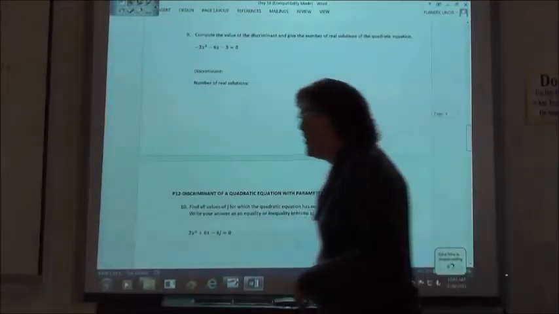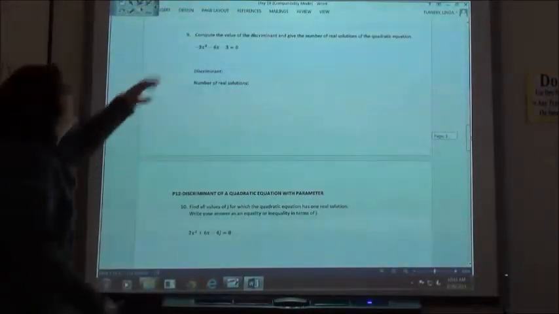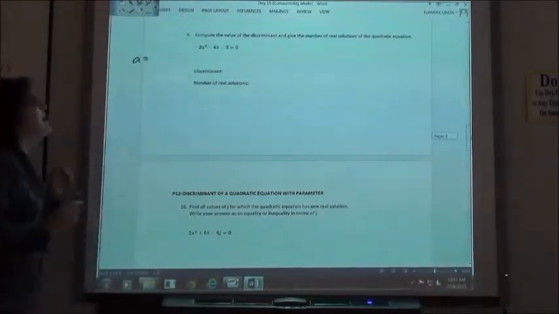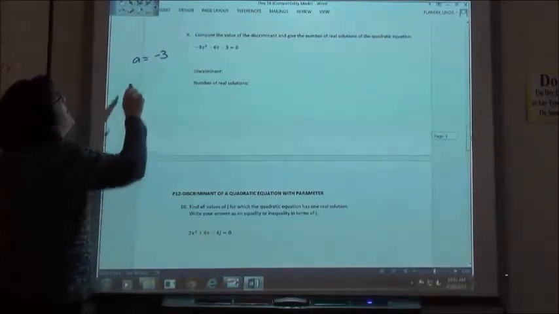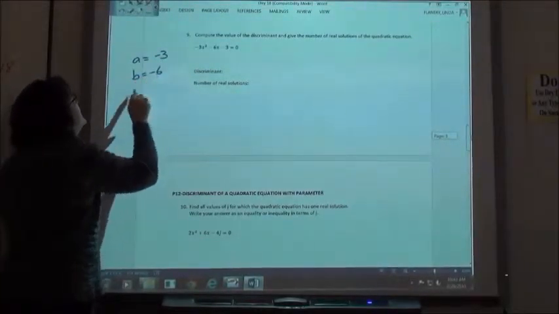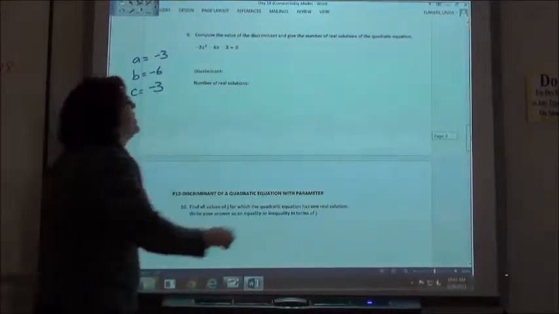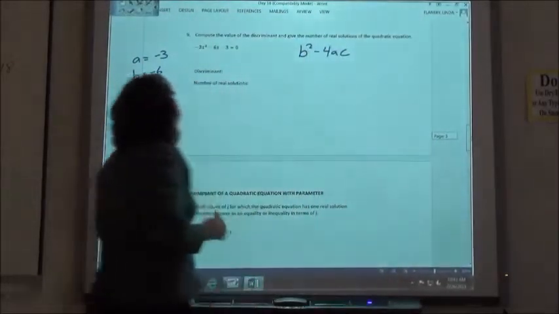There, the next one has 3 numbers in it. Not that it makes any difference. We might have some that's missing a number in there, so it's probably a good example. On the next one, A is going to be what number? Negative 3. B is going to be negative 6, and C is going to be negative 3. So doing my discriminant, what am I going to write down?